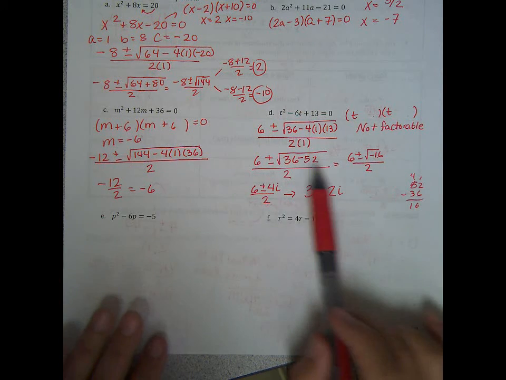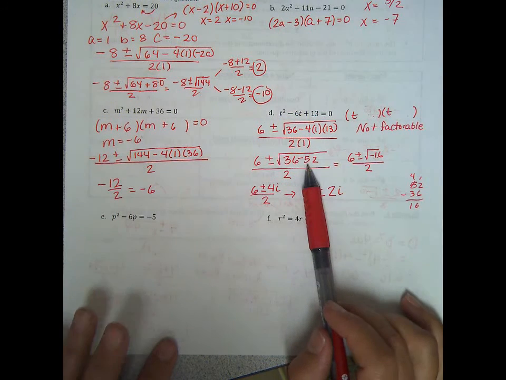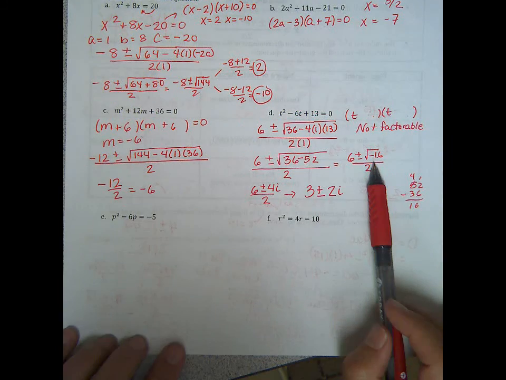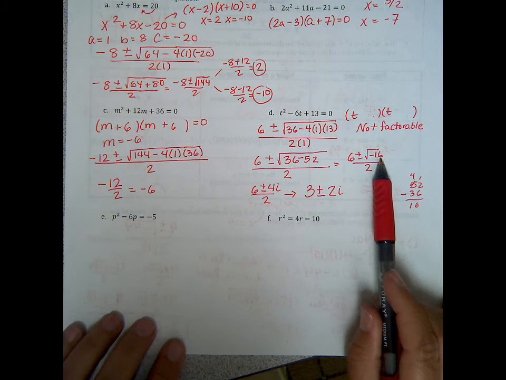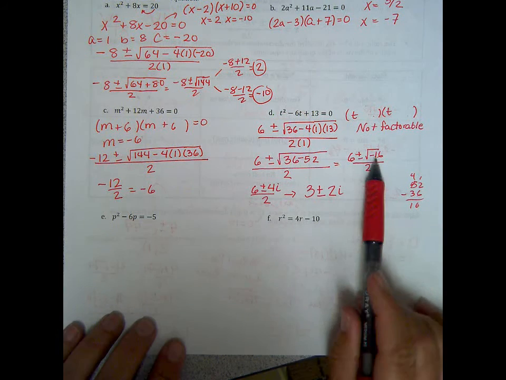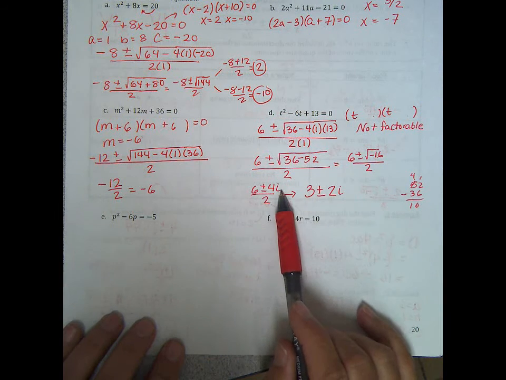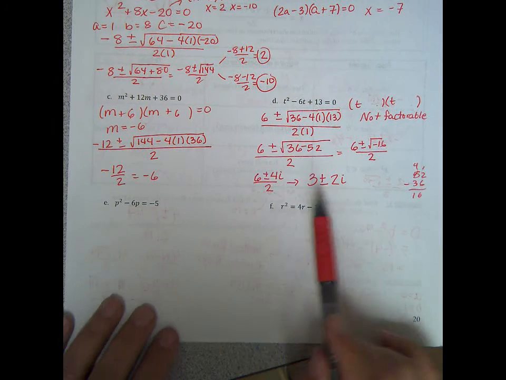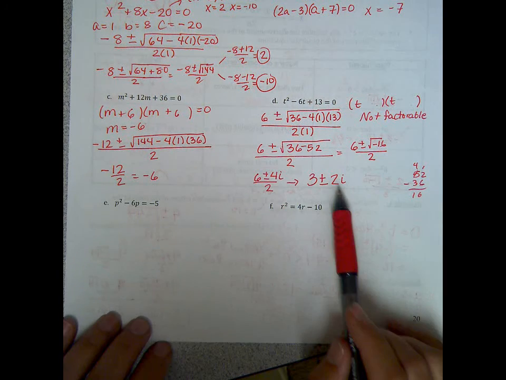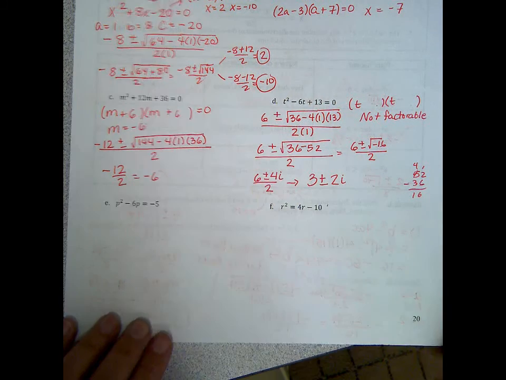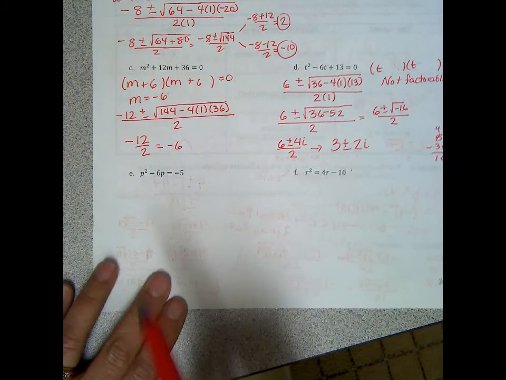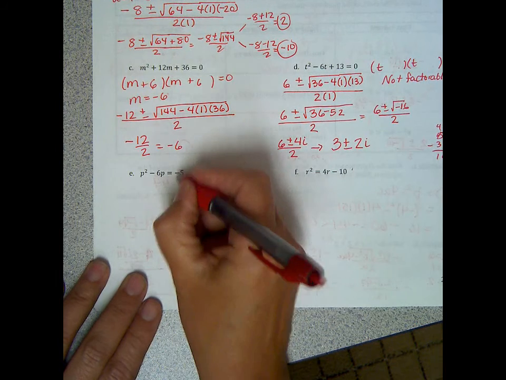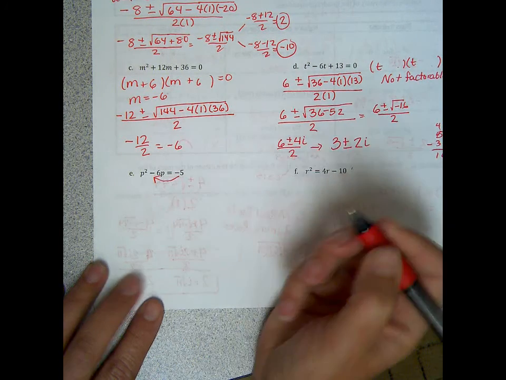So when I subtracted 36 minus 52, I got negative 16. 16 is a perfect square, so the square root of 16 is 4, but since it was negative, it was i. Make sure this 2 can go into both numbers before you simplify. 2 will go into 6 3 times, 2 will go into 4 2 times, but you still have that plus or minus there.